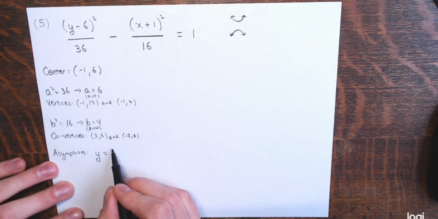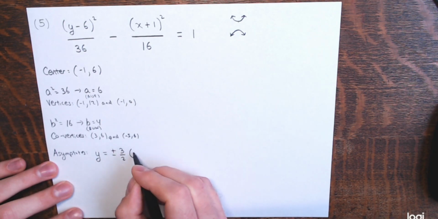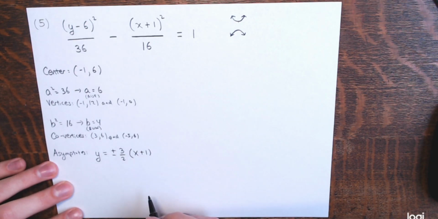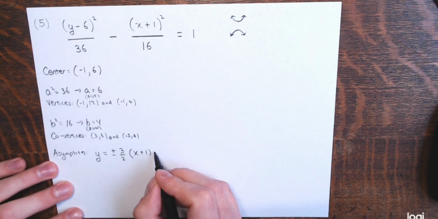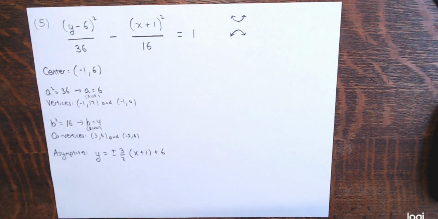So y equals plus or minus 3 halves times the quantity x minus the x coordinate of the center, so x minus negative 1, or x plus 1, and then plus the y coordinate of the center, plus 6. And there's the equation for the two asymptotes. And if you want to put them in slope-intercept form, you can.